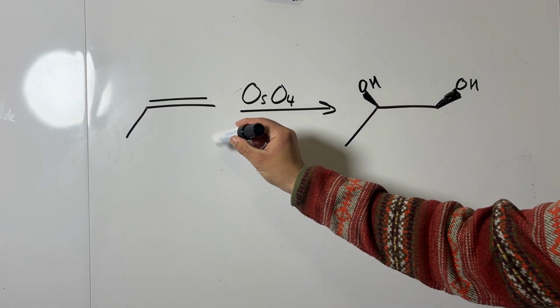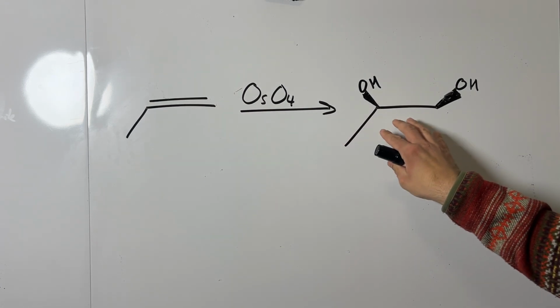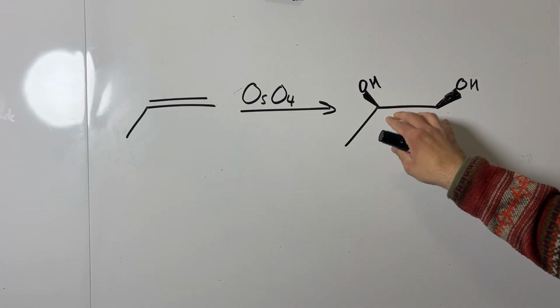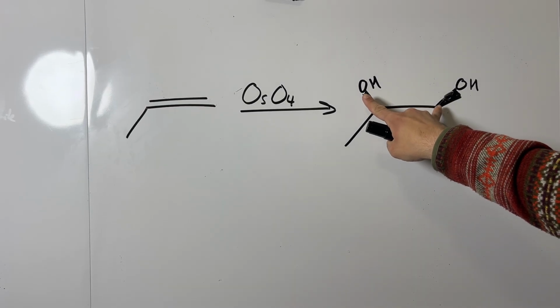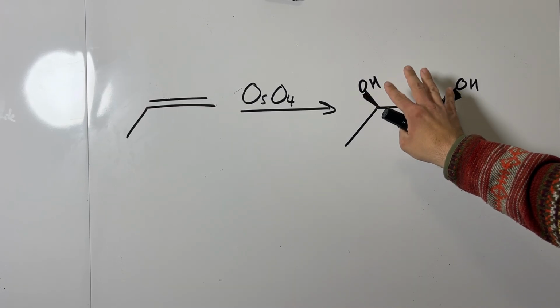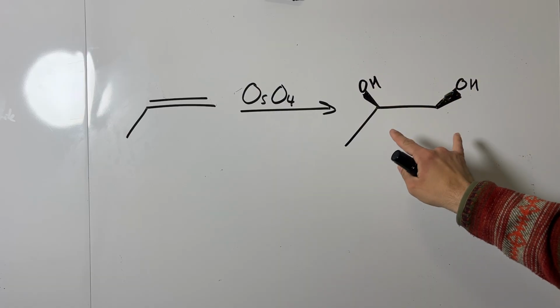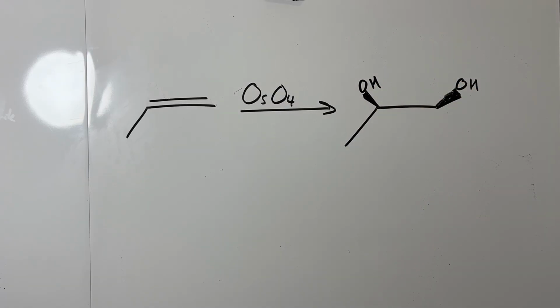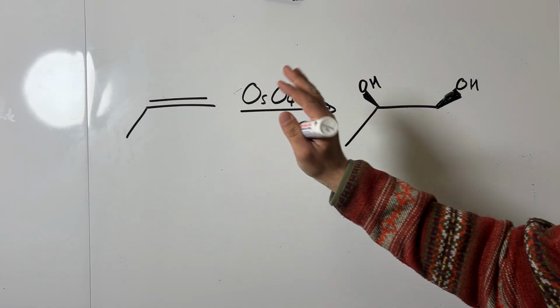The oxidation of an alkene with osmium tetraoxide yields a syn diol, where both of the hydroxyl groups, these alcohols here, are facing the same side. That's what syn means, same. And the reason is because of the mechanism that we're going to go through.